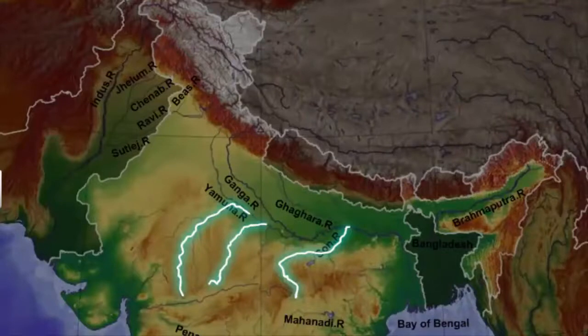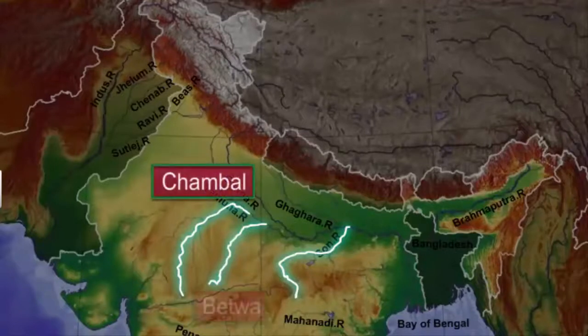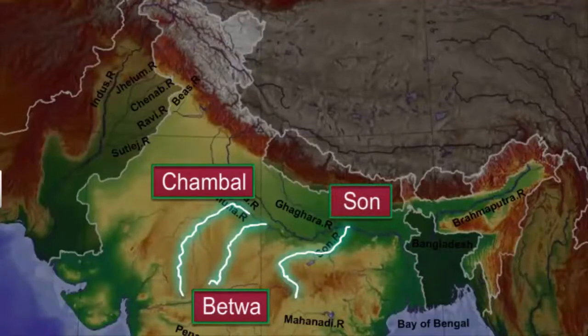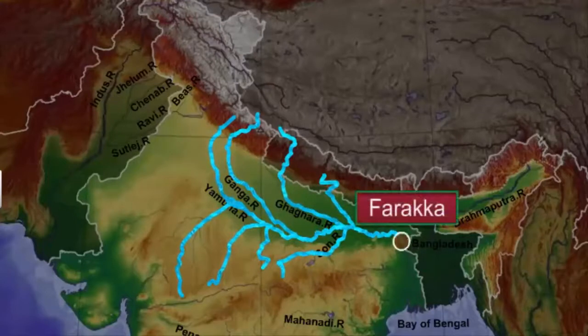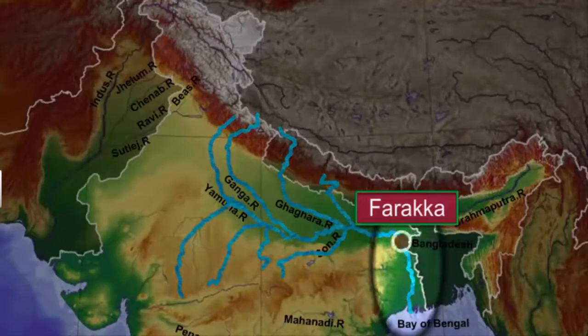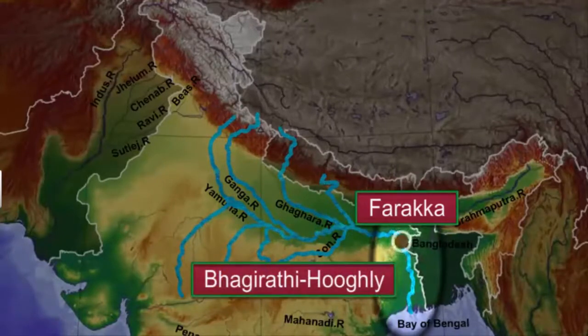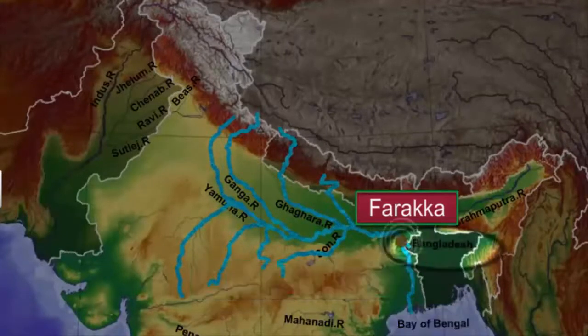The peninsular tributaries that join the Ganga are the Chambal and the Betwa rivers. The river Son joins the Ganga in Bihar. The Ganga, now strengthened by all its tributaries, flows eastwards as a single river till Farakka in West Bengal. At Farakka, the great river breaks into a distributary known as the Bhagirathi Hooghly and finally drains into the Bay of Bengal. The main stream of the Ganga flows southwards into Bangladesh.